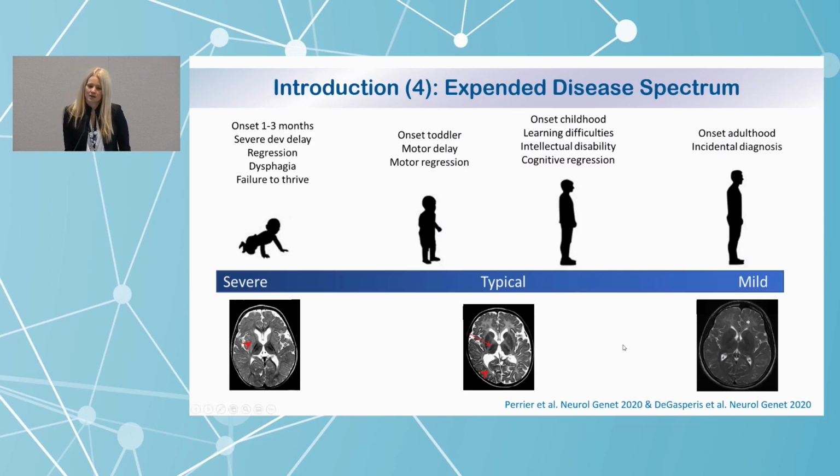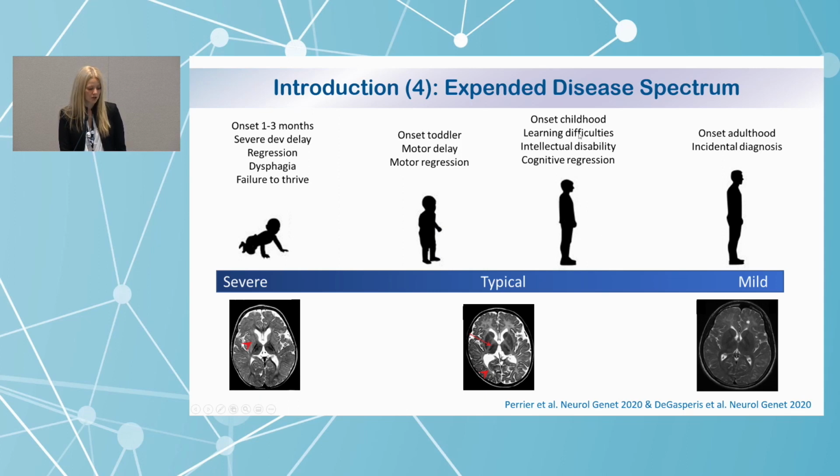As all of you probably know already, when a gene is discovered, the spectrum enlarges. We realized that a specific combination of POLR3A variants, with a leaky splice at a very specific position in POLR3A and a stop mutation on the other allele, gives a very severe disease with onset between 1 to 3 months of age, with severe developmental delay, regression, severe dysphagia, failure to thrive, and earlier death. There's a specific MRI pattern with this form of the disease.